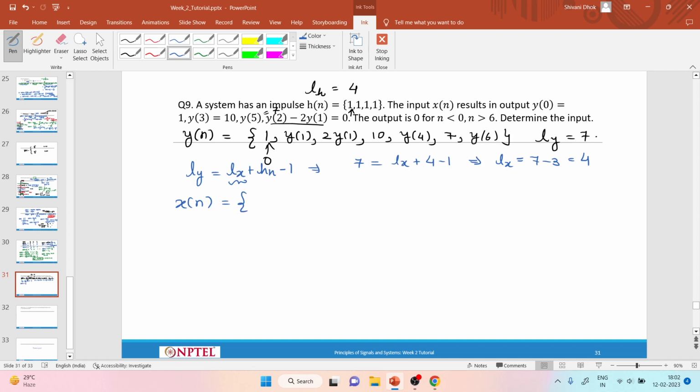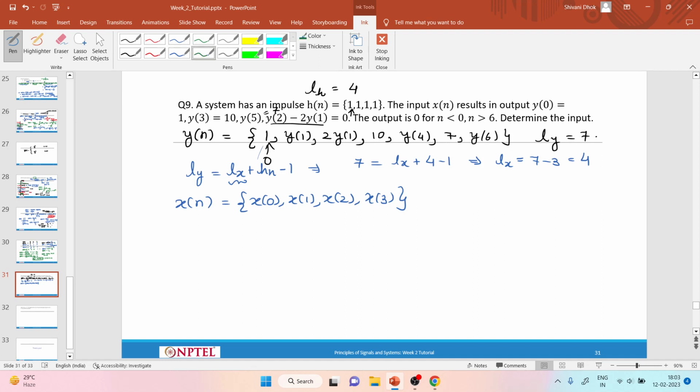Again, my impulse response is starting from 0, my output is starting from 0. So if I add those indices, it is 0, which means that my input will also start from 0, then x of 1, x of 2 and x of 3. So I need to find these 4 values of input. So now using this sequence and this sequence, let us try to find out.